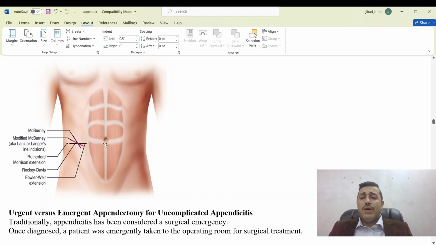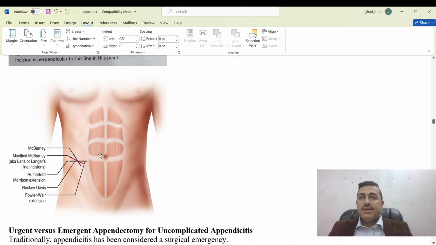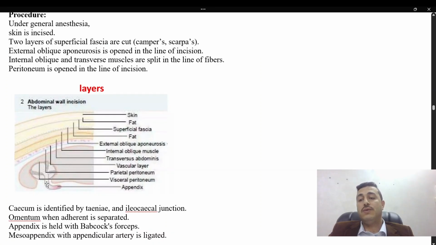We can do a lower midline incision, especially in the elderly, where the diagnosis is in doubt, and we can find a tumor or something like this. Until we reach the appendix, after the skin we find the superficial fascia, the Camper's fascia and Scarpa's fascia. A little below we find the external oblique aponeurosis. A little below we have the internal oblique muscle and the transversus abdominis muscle.